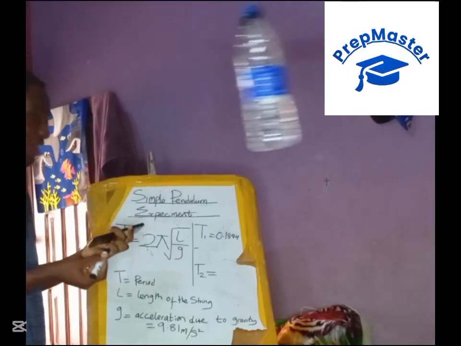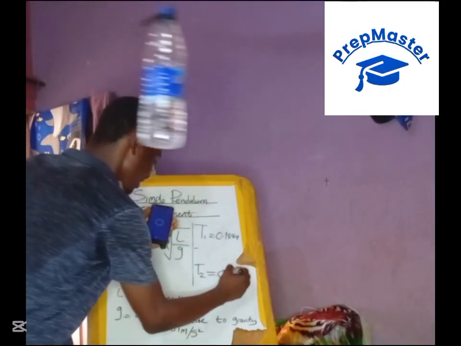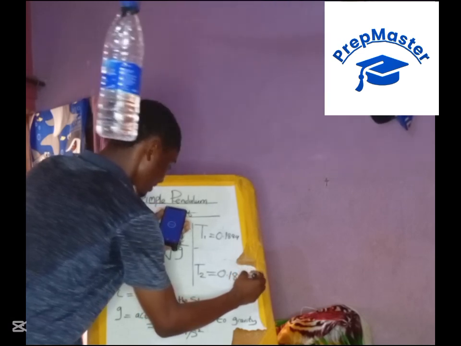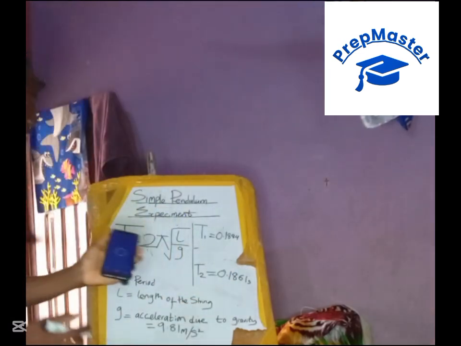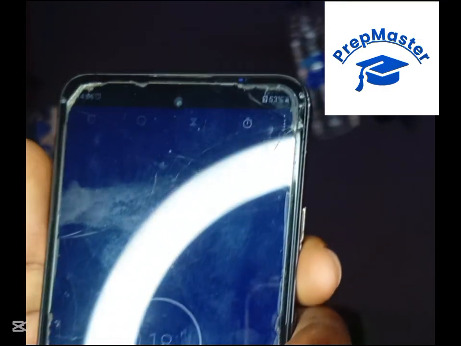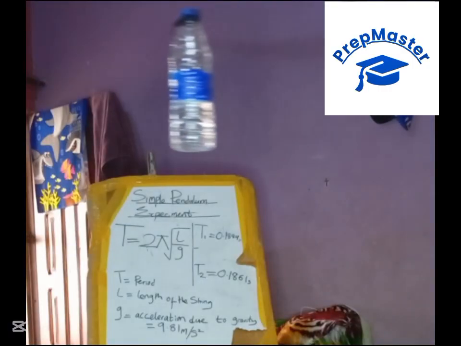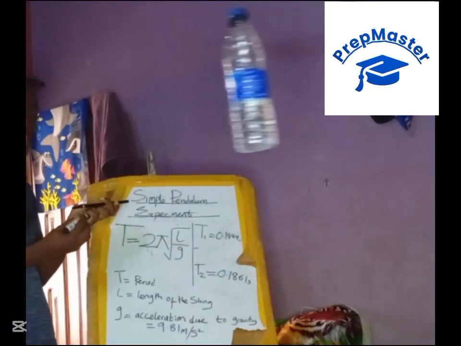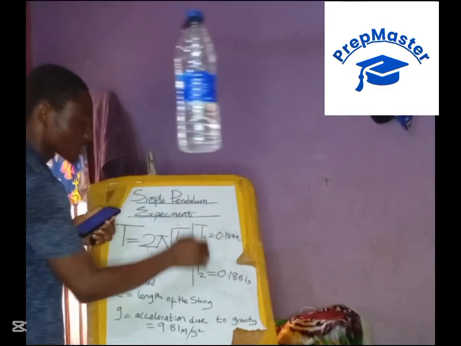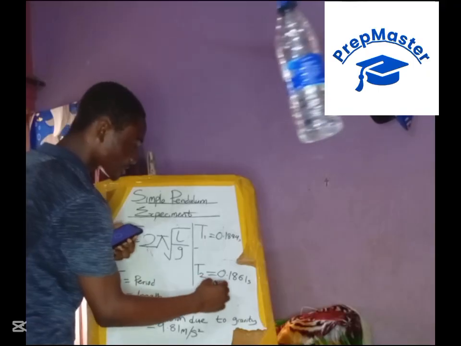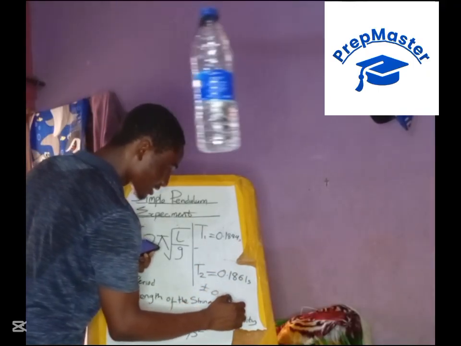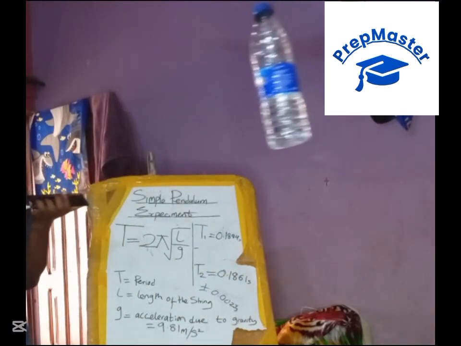Wow, we're getting 0.1861 seconds. I forgot to write seconds here too. See that? 0.1861 seconds. Very, very close. And we can see that the difference in the two periods of oscillation is going to give us plus or minus 0.0023 seconds.